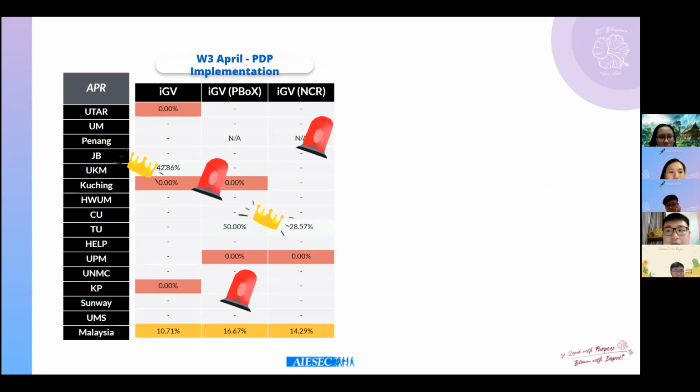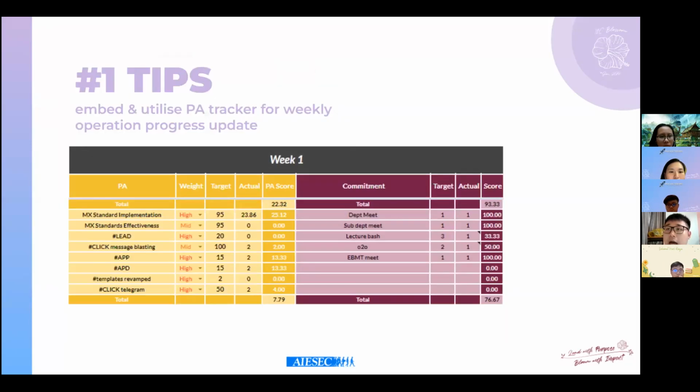So that's why I have prepared 5 tips for you all. I think these tips are quite useful because I was reflecting back on when I was in VP, or when I was a director also. These are the good practices that I learned from my VPPN at that time as well. So the first tip, right?